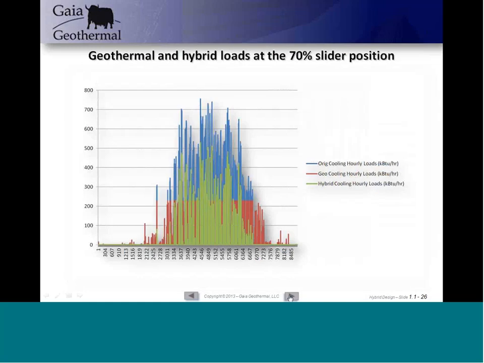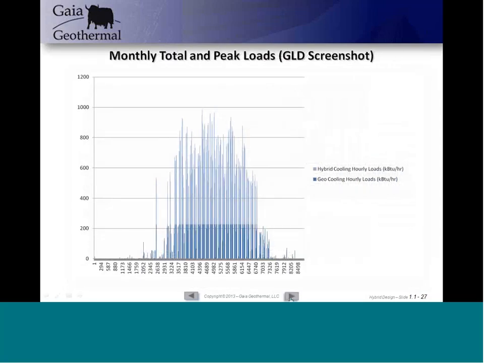And this is a graph made in Excel, but the data become available when you do a simulation in GLD for use in Excel or whatever spreadsheet you want to use. Again, we have our original cooling loads in blue. And then after we do the hybrid design, we have the geo cooling loads in red. You see how it's been flattened here, decapitated, peak shaved. And then the hybrid loads are in green when they come on. So you can just see hour by hour what's going to geo, what's going to hybrid. And this is the same graph, but with hybrid loads stacked on top of geo loads, just another representation of the same information.